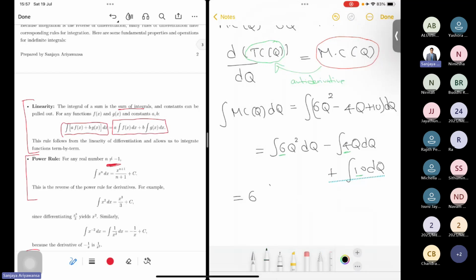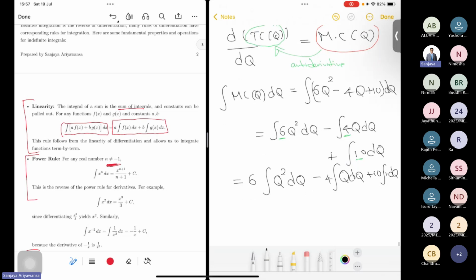So let's take them out. 6, then I have q squared dq minus, let's take 4 out, I have q dq plus I take 10 out dq. Then I use the power rule. What does the power rule say? It's just this over here. If I have a function x to the power n with respect to dx, if I have to integrate it, it says you take x to the power n plus 1 divided by n plus 1 plus the constant. Right, so I have a similar kind of thing here. Without x, I simply have q.